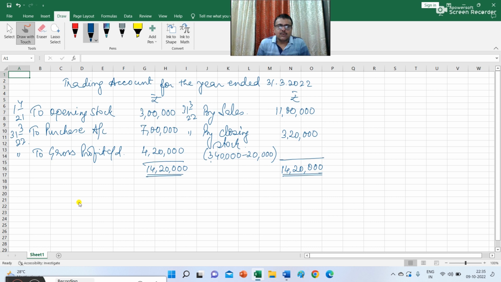Now you have to calculate the rate of gross profit. So the rate of gross profit is equal to 4,20,000. This was the amount of gross profit for the previous year. And what is the amount of sales? This is 11 lakh. So gross profit by sales into 100 is the rate of gross profit. So you will get 38.18%. So this is step number 2.